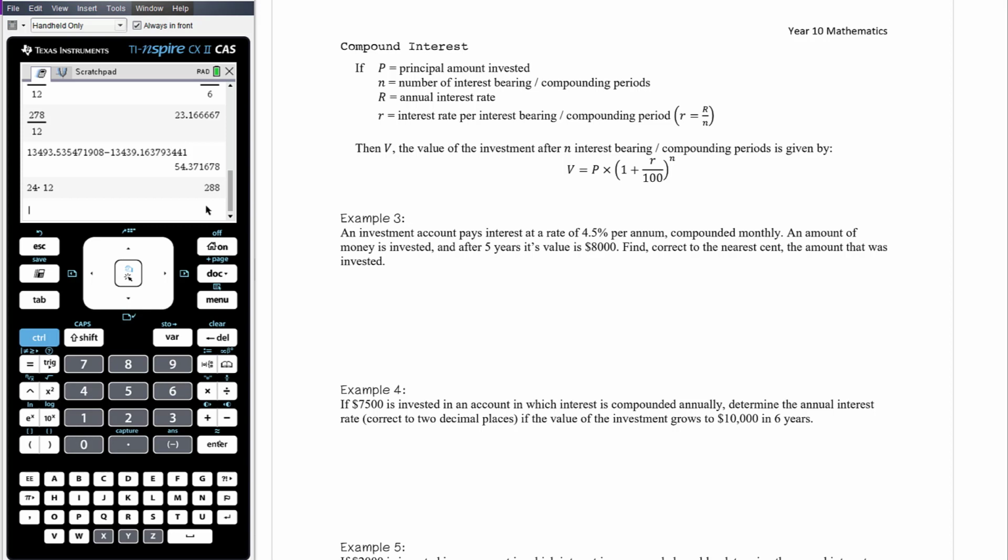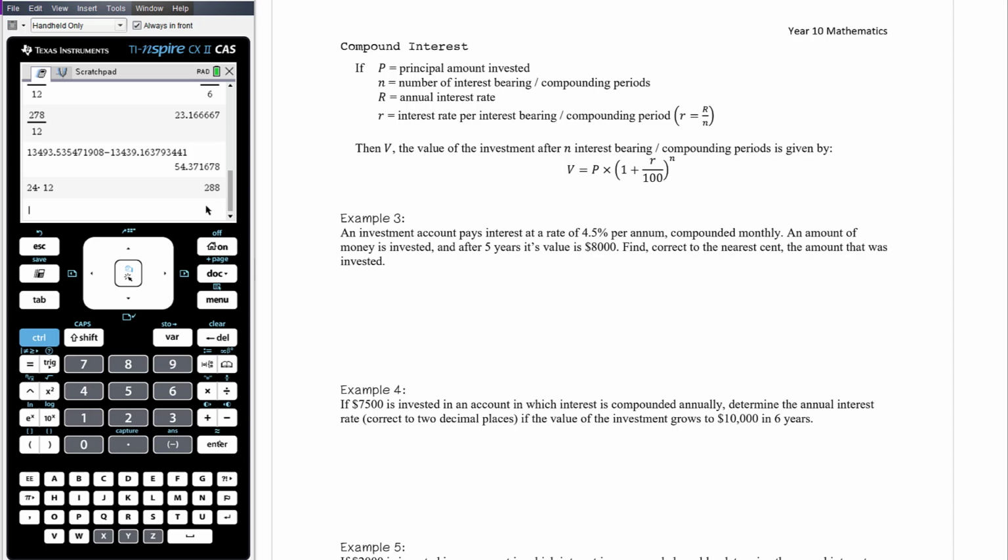Capital R is the annual interest rate, and lowercase r is the interest rate per interest-bearing period, or compounding period. So again, if our annual interest rate was 3%, then our monthly interest rate, lowercase r, would be the annual interest rate, uppercase R, divided by 12, so 3 divided by 12. We did that in our previous example.